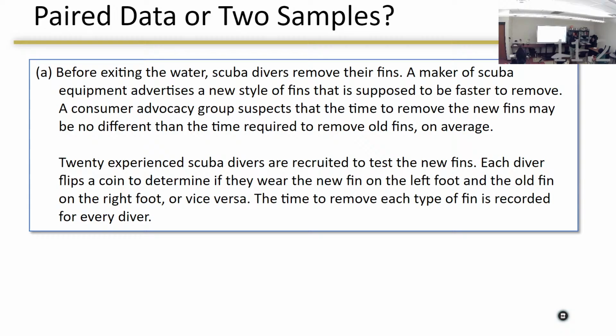Each diver flips a coin to determine if they wear the new fin on the left and the old fin on the right, or vice versa. The time to remove each type of fin is recorded. Paired data, or 2 independent random samples? 2 pieces of data from 1 person, or 2 completely independent random samples. Y'all okay? This one's by far paired data.